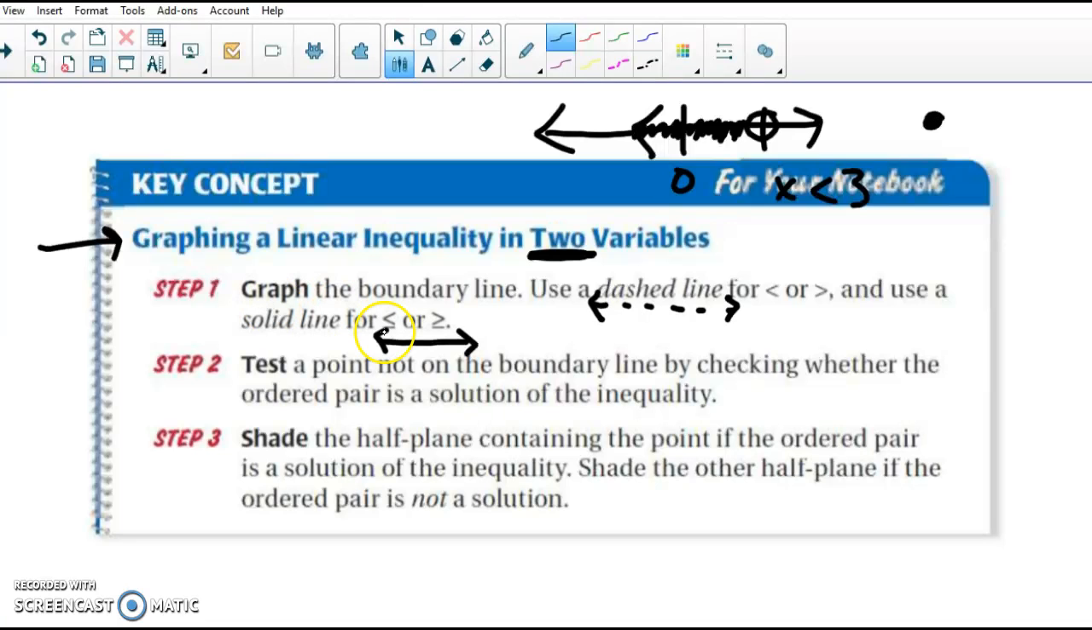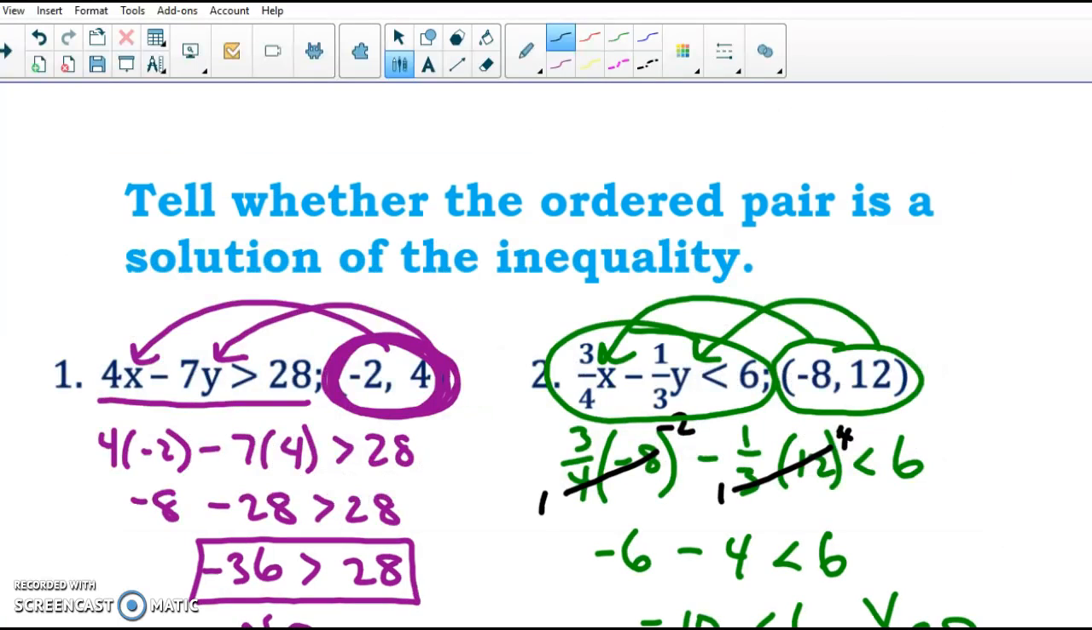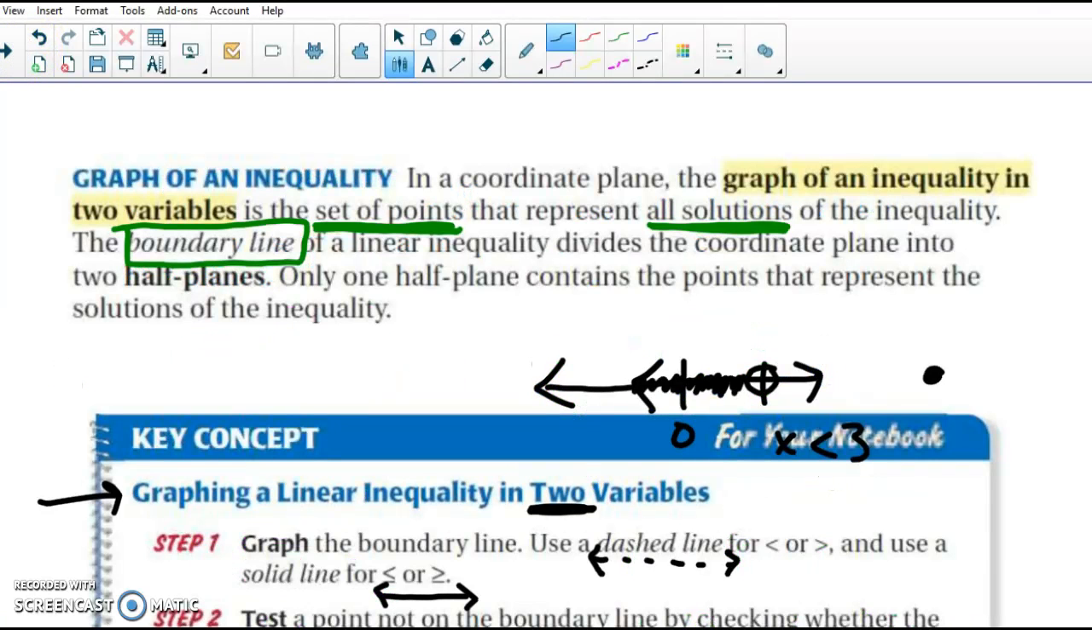So once we have graphed that line, our next step is to test a point that's not on that boundary line. And we're going to check whether the ordered pair is a solution of the inequality. So I'm going to pick a point not on the line and I'm going to substitute it into the inequality and decide if it's a solution or not. And remember, that's what we just did on these examples. So we're going to be using this skill here to test a point.